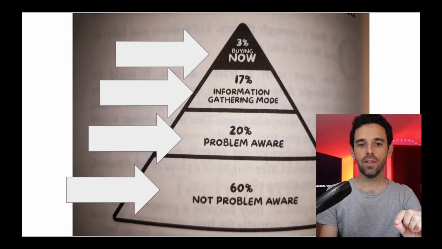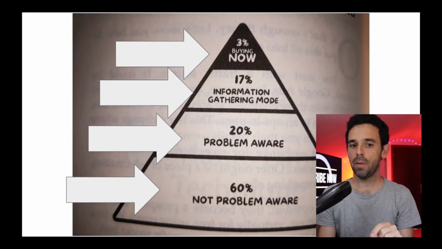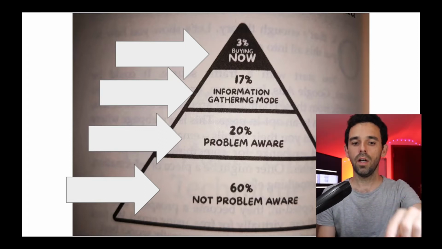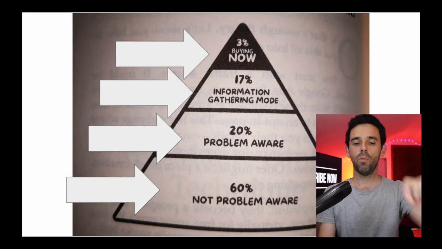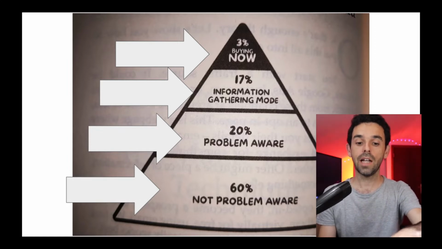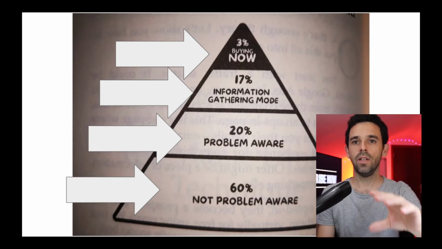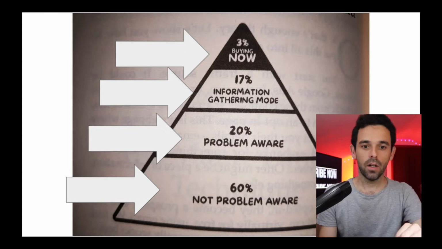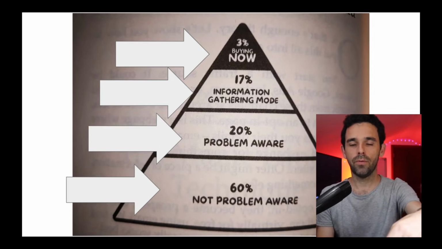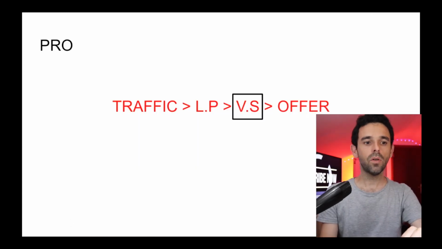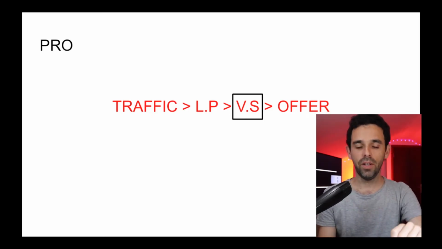Now, when you're doing this method, you're actually talking not just to the 3% that are in buy mode, you're also talking to all of these people right here that are in information gathering mode, that are problem aware, and also that are not problem aware. We're going to talk to them, to everybody. That's why the conversion rate is much, much, much higher. Because instead of going in just for the 3% that are in buy mode, we're actually going after everybody, right? And so that's the pro method because of the value series.